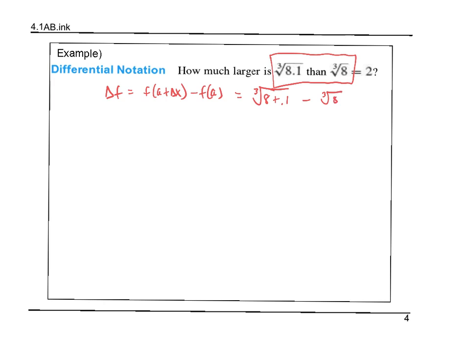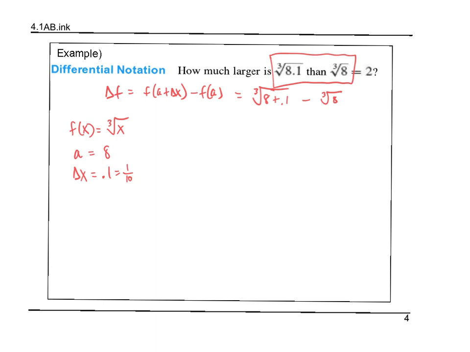Now I can easily see a function. That function would be the cubed root of x. I have that nice easy value that I would be able to do mentally, and that's 8. And I can see the change in my x's is that 0.1 or 1/10.